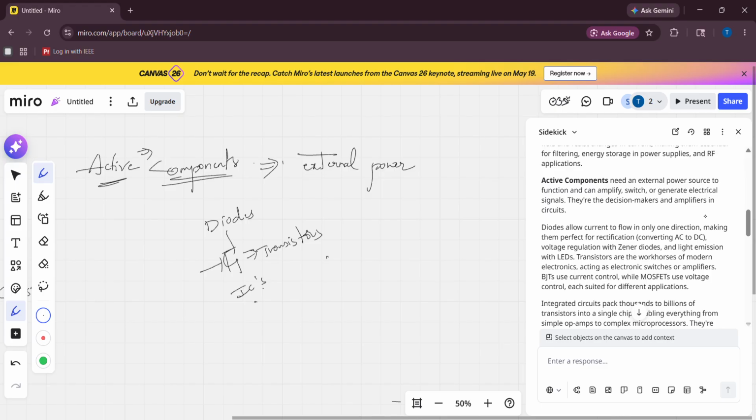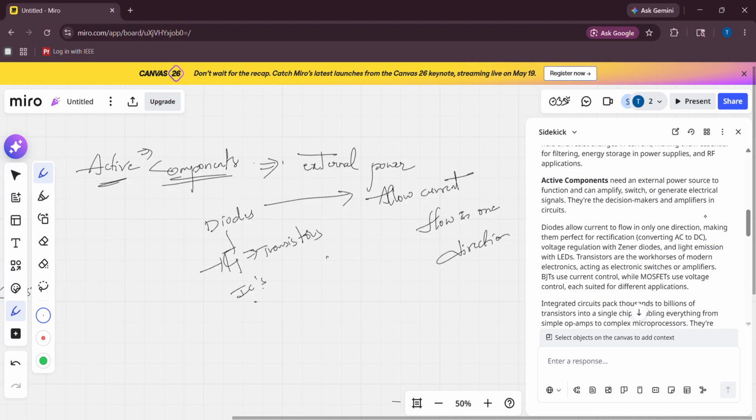A diode allows the current to flow in only one direction. So what will happen? It can only allow current flow in one direction, so it can't flow from the opposite direction. In a resistor, current can flow two ways. In a capacitor, it can flow in both directions. But in a diode, it can flow in only one direction, making it perfect for rectification, converting AC to DC.